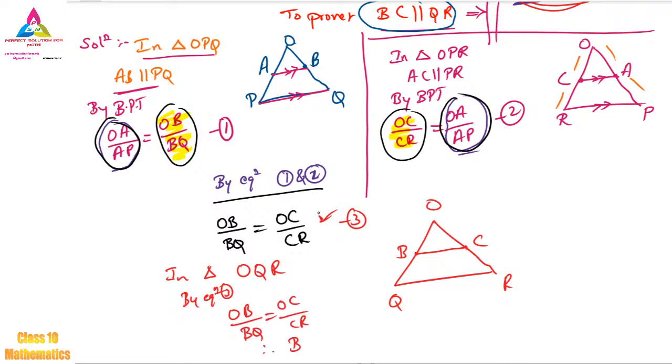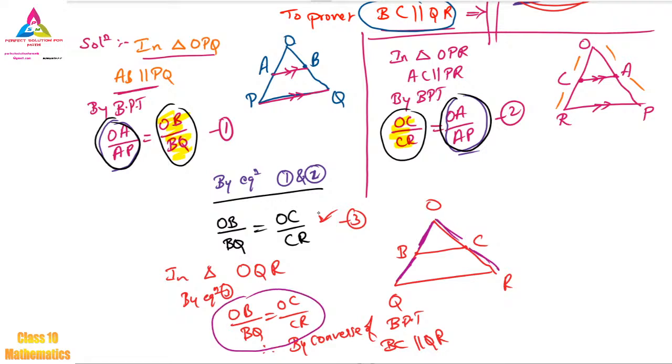Therefore, by the converse of BPT or Thales theorem, we can say that BC is parallel to QR, because the ratios are equal: OB divided by BQ they have given, and OC divided by CR we have proved. Yes, actually we have proved this. So if it is so, this BC and QR must be parallel. This last step you must not skip. If you do not write this, you are not going to get full marks.